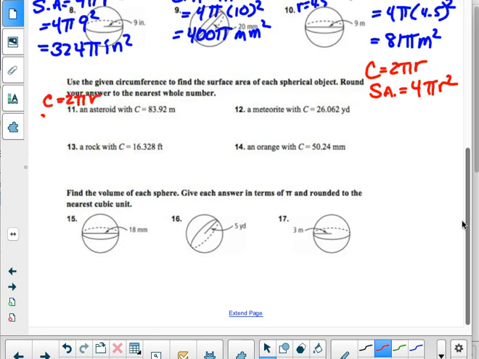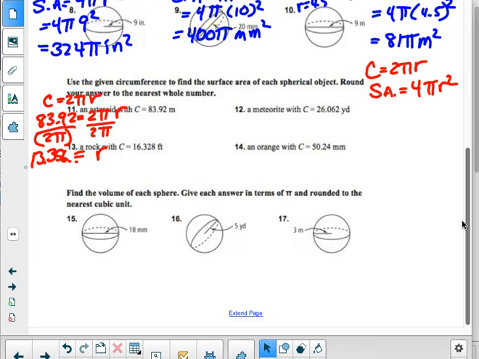83.92 = 2 pi r, and I'm going to divide by 2 pi on both sides to find r. So r is going to equal 83.92 divided by (2 pi), and I should come up with 13.356. Now I'm not going to round that value. That's in my calculator. I'm going to take that value and use it in the surface area.